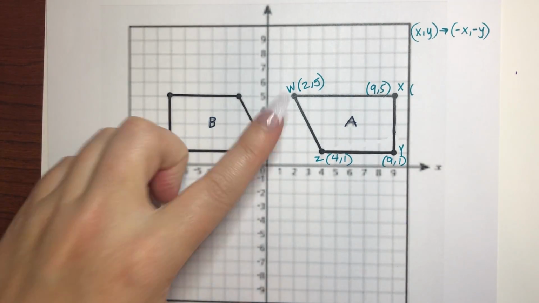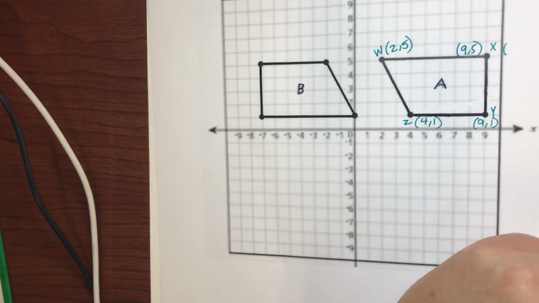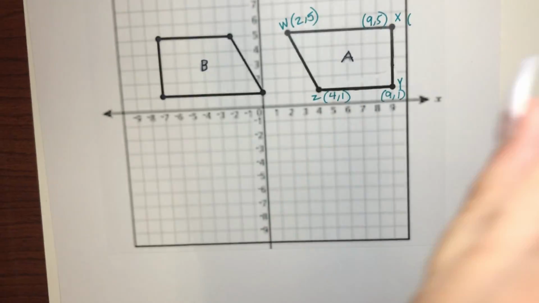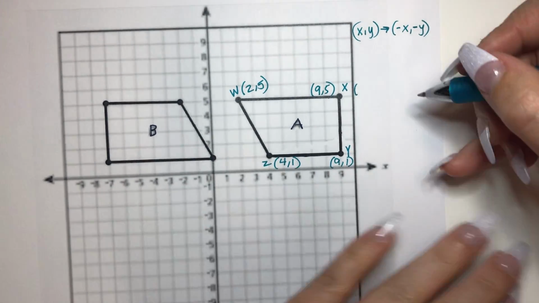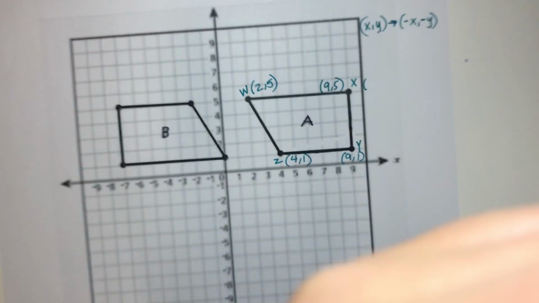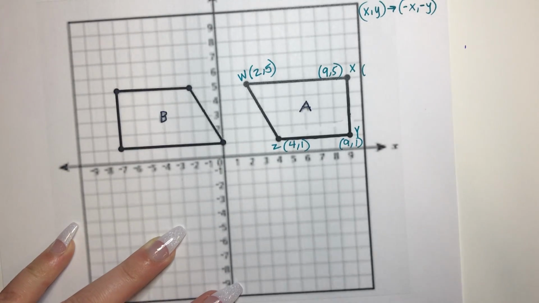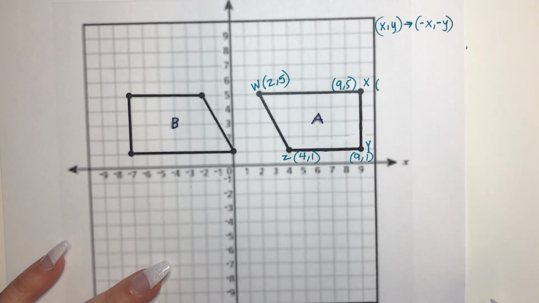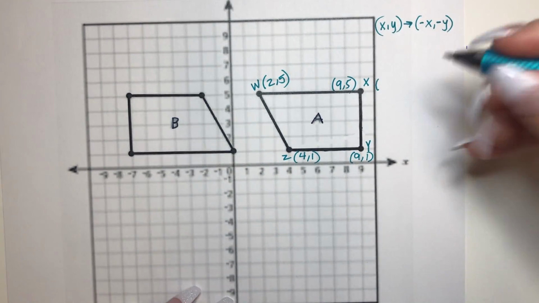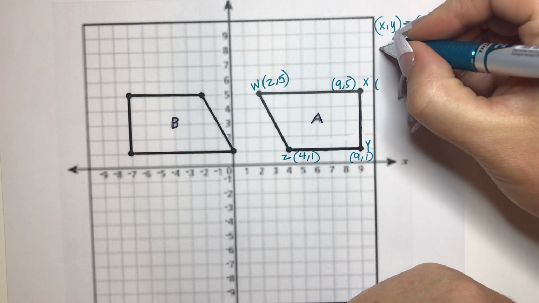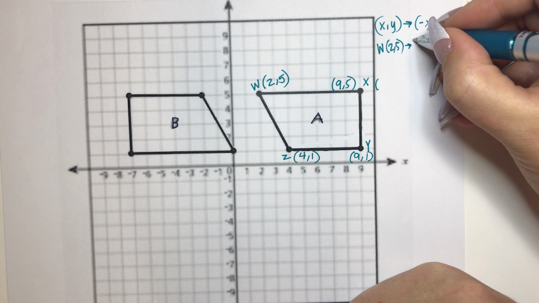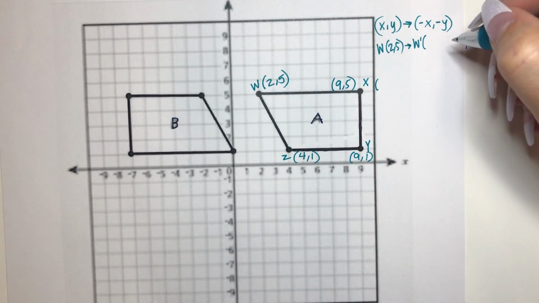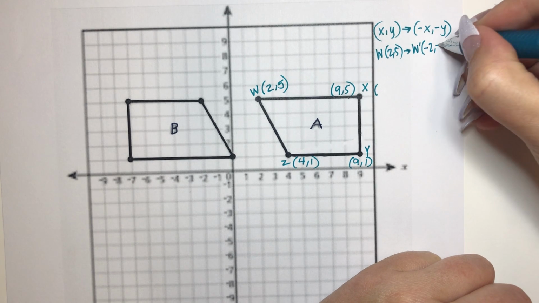Okay. So let's go ahead and apply this 180-degree rotation to this figure. Okay, so we're going to start with W. Hold on a second, the camera is moving. I'm trying to get this to not move. Okay, so let's start with W. And W is (2, 5), and we're going to have that go to W prime, which just means everything gets negative. So it's (negative 2, negative 5).